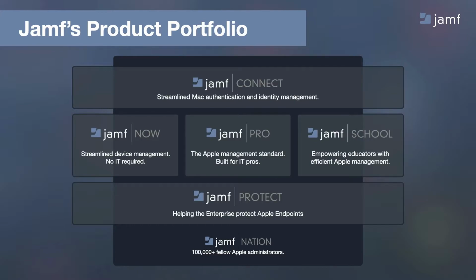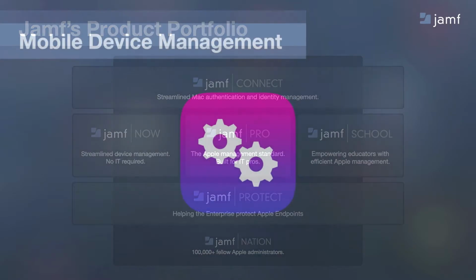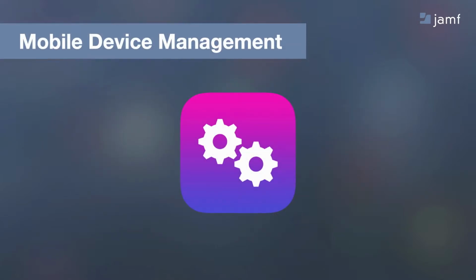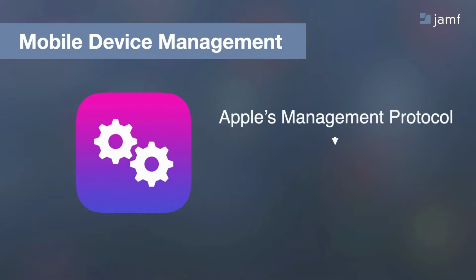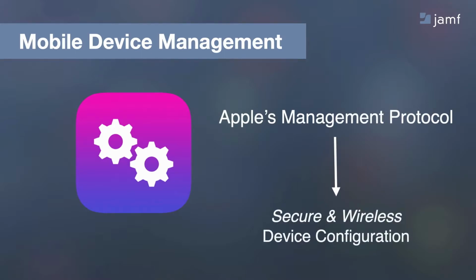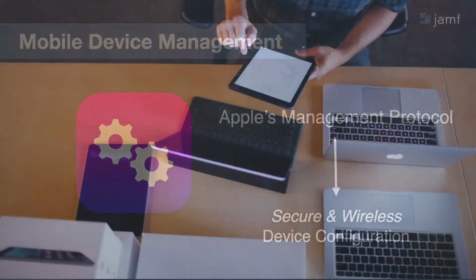So that's a little bit about who we are, but as we're getting into things, I'm going to take a step back even further. When our founders first began, almost 19 years ago, they were looking for a better way to manage hundreds of Macs at a university in Wisconsin. With this, they laid the foundation for what's now known as Mobile Device Management, or MDM. So what is it? MDM systems like Jamf Pro and Jamf School are solutions that use Apple's management protocol to offer secure and wireless device configuration, some of which includes updating software, defining device settings, distributing apps and books, and remotely wiping and locking devices.